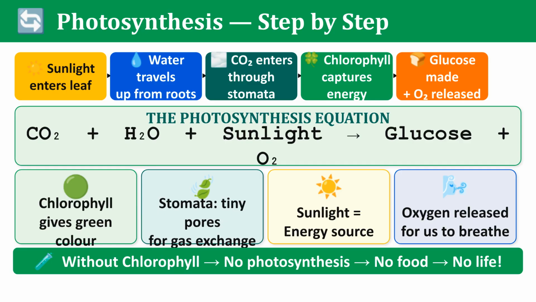Next, roots absorb water from the soil and send it upward. Then tiny pores called stomata take in carbon dioxide from the air. Inside the leaf, chlorophyll captures sunlight energy. Using this energy, the plant makes glucose and releases oxygen. Here's a simple equation: carbon dioxide plus water plus sunlight, right pointing arrow glucose plus oxygen. Fun fact: without photosynthesis, there would be no food for plants, animals, or humans. Life on Earth depends on this amazing process.